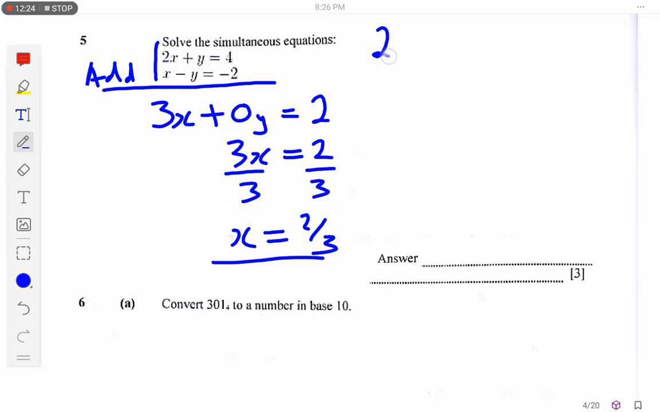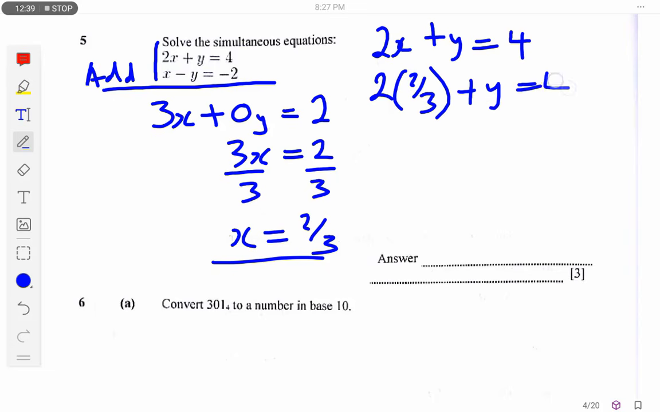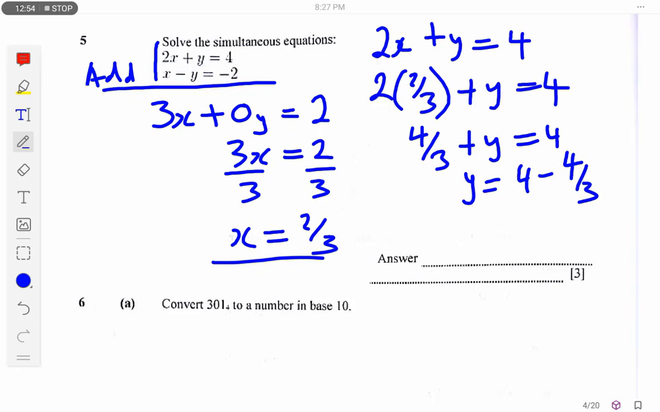So I can say 2x plus y is equal to 4 there. Here I'm going to have my 2 times 2 over 3. My x is 2 over 3, plus y is equal to 4, like that. Then 2 times that one, I get 4 over 3 plus y is equal to 4. So my y is equal to 4 minus 4 over 3, like that.